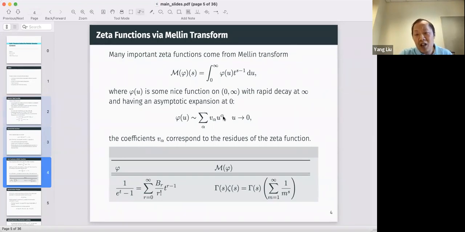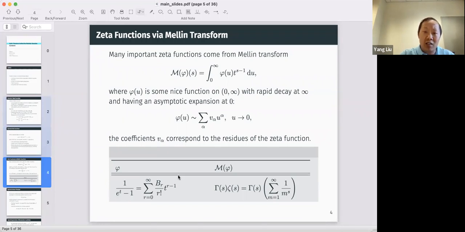If the alphas are integer powers, that means you have a Taylor expansion, meaning phi is smooth at zero in particular. But anyhow, we don't have to restrict to integer powers. We assume we have some asymptotic expansion at zero, and this asymptotic expansion will transform to the residues of the zeta function by this Mellin transform technique.